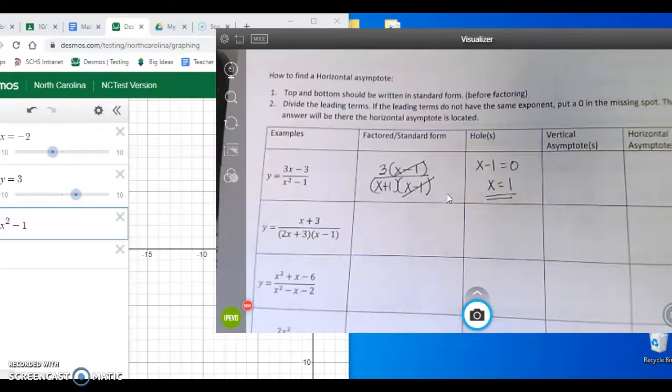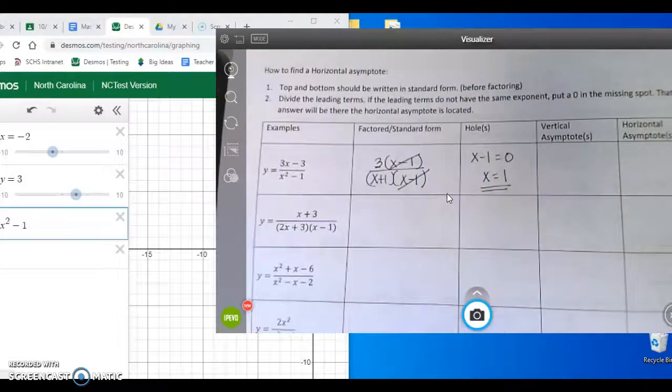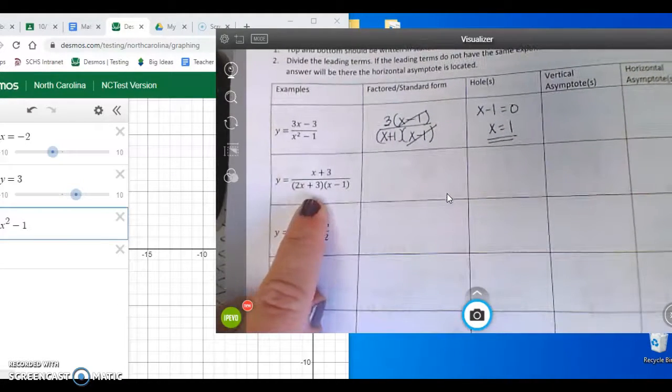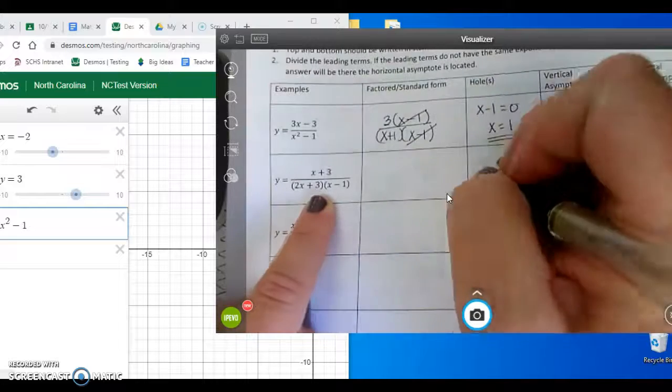Okay? Now, I'm going to go through and do all the holes for the problems, and then we'll come back and do the vertical and horizontal asymptotes. So on this one, this is already factored, so that's really nice. Are there any holes? No holes, because nothing factors.